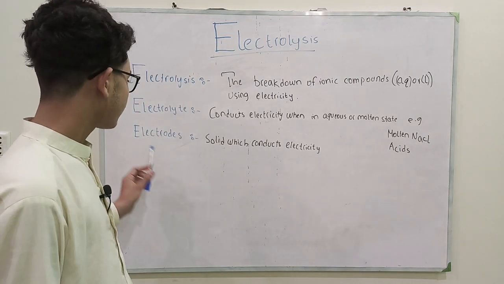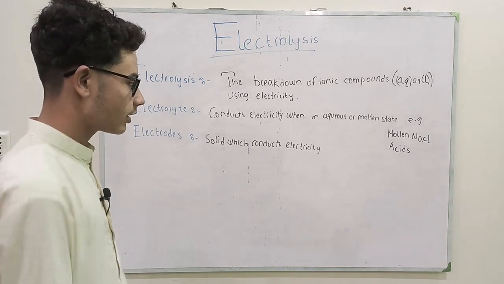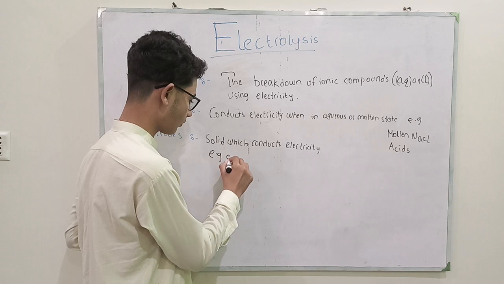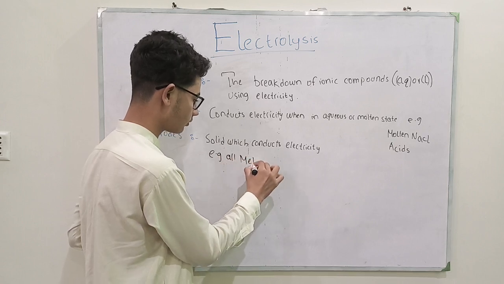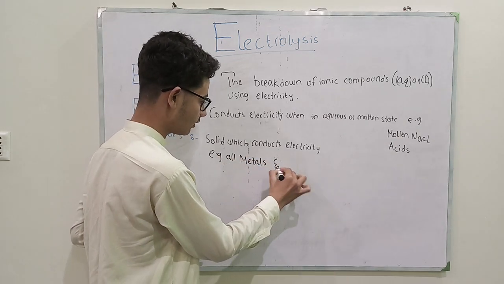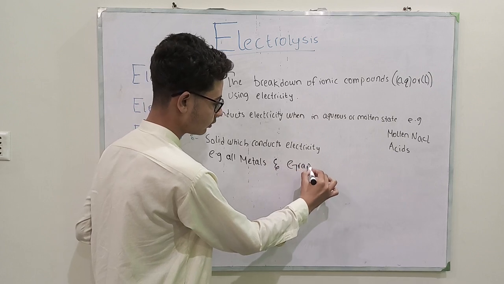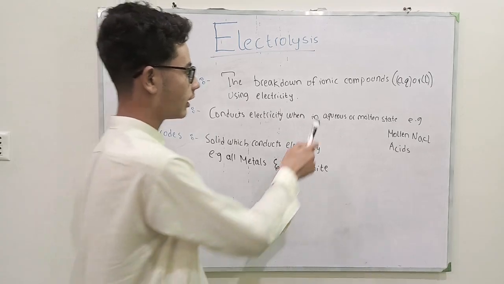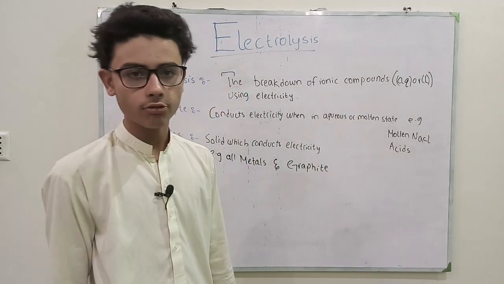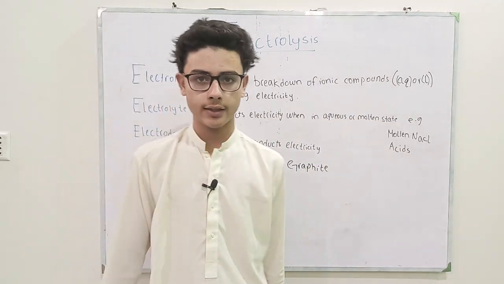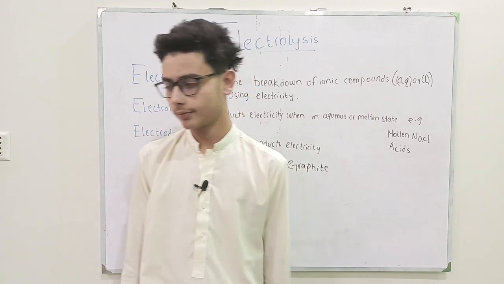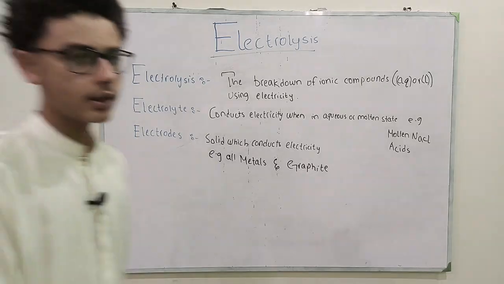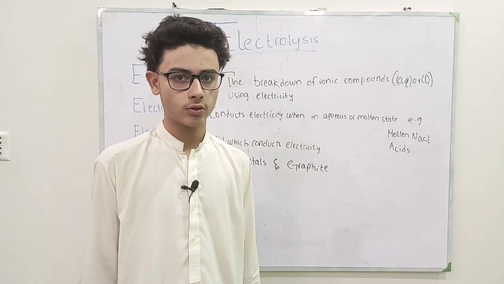And then we have the electrodes. An electrode is a solid which conducts electricity. For example, all metals and graphite. One thing to note: why should the ionic compound be in aqueous or liquid state? So that it has free ions which can carry the current. Don't confuse the free ions with the free electrons.